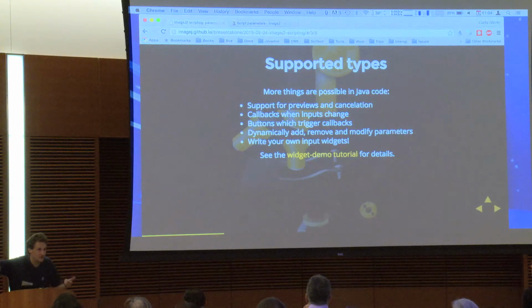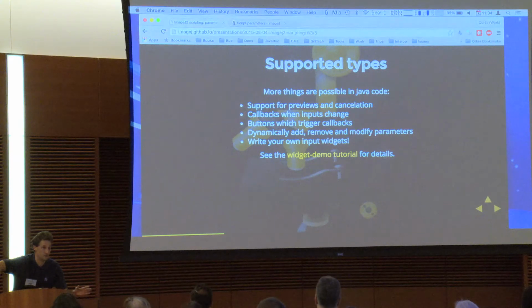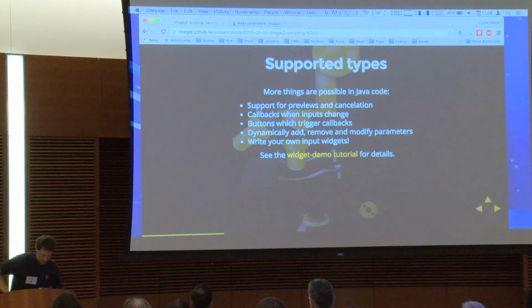And then you asked about what you can't do in scripts. These are the things that you can't do right now. You can't do previews and cancellation, but this is all doable right now from Java. So if you write what's called a Java command, which is a type of module, then it supports all of that stuff, including all kinds of slick widgets. There's another widget demo, like you saw that widget demo. There's an even bigger one that's more robust in Java in the ImageJ tutorials. You can check it out if you want.